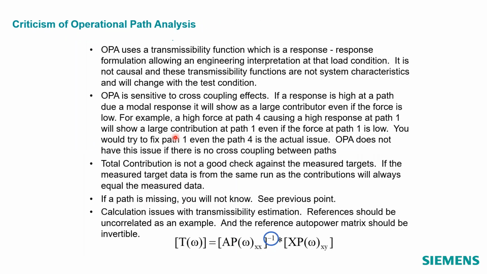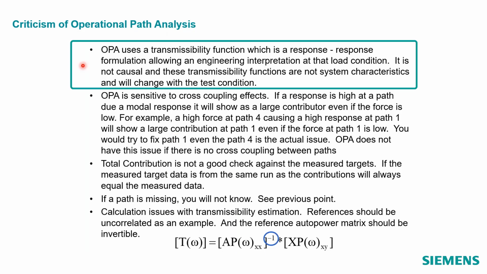So some of the criticisms we have of operational path analysis. One criticism is it uses transmissibility functions, and those aren't system characteristics of the structure, and they will change as your testing condition changes. So if you have issues at 20 miles an hour, 40 miles an hour, and 60 miles an hour, you really want to calculate those transmissibility functions at that speed. Or perhaps it's going to be different on different portions of the road. You might need to calculate them on different portions of the road. And then those could all be separate data cases you study.